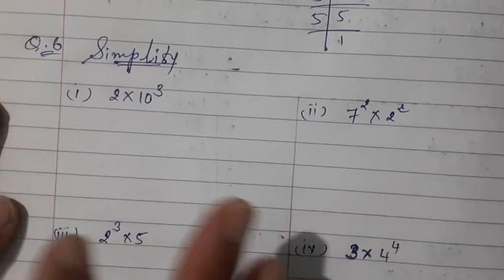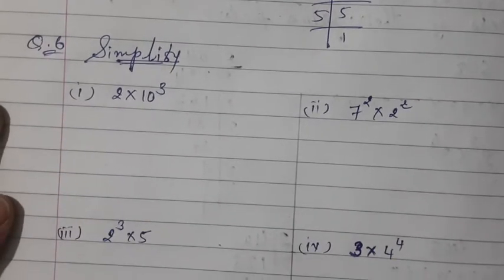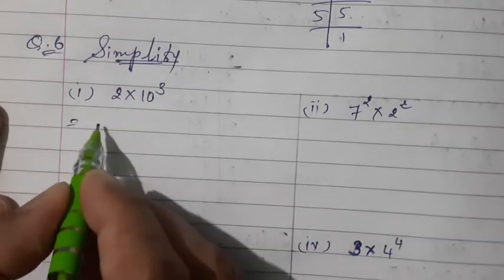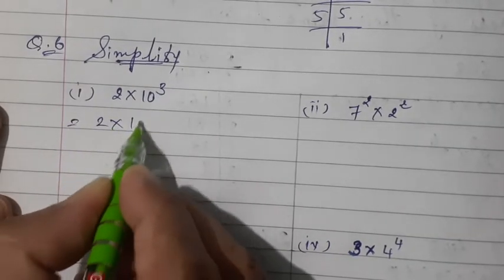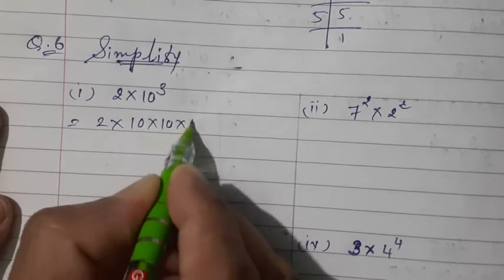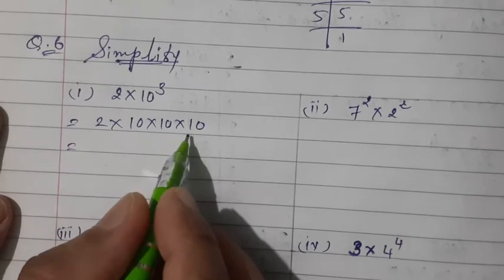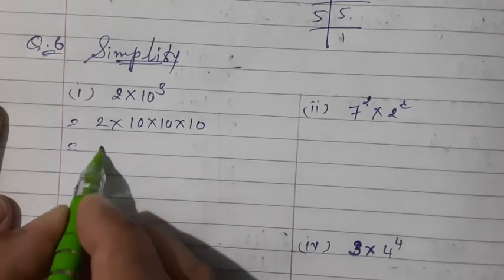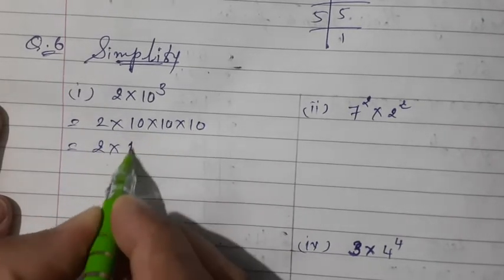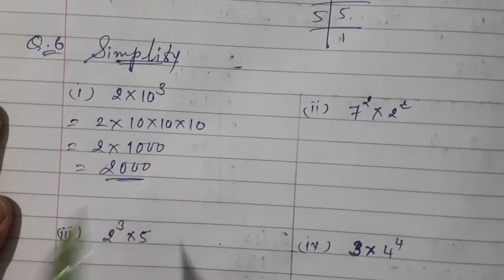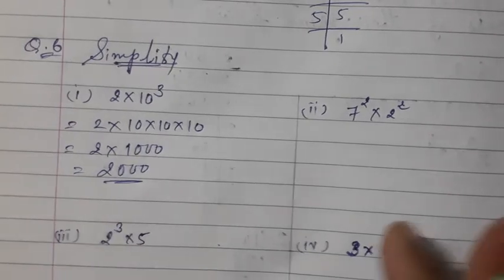Simplify means you just find out the simple number of that one, means find out the value. So 2 into 10 raised to 3 means 10 is 3 times. Now multiply to the simplest form. So 2 into 10 into 10 into 10, that is 1000. So the answer is 2000.